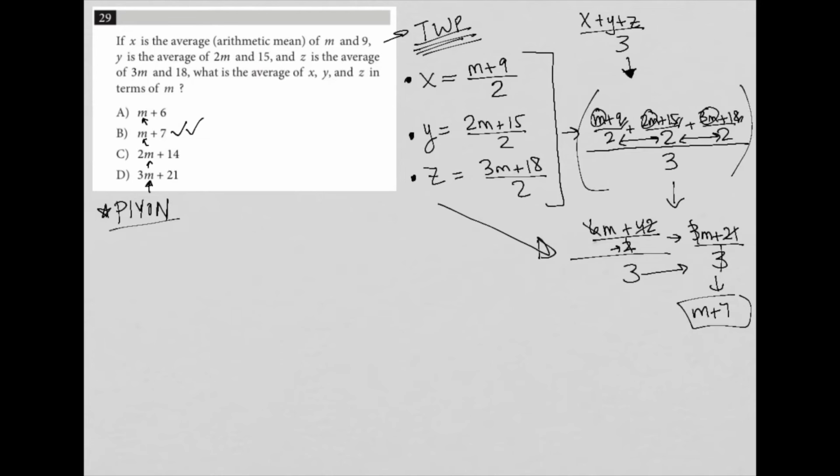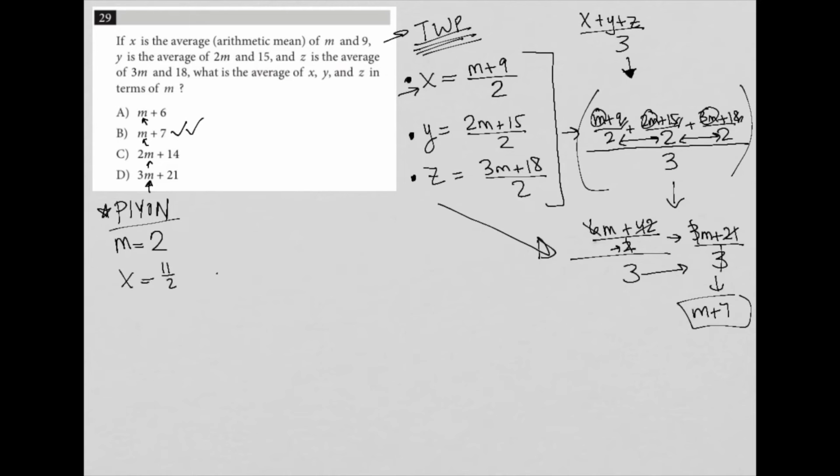So plugging in your own number, the way that we would do that is we'd say m is equal to, make up your own number. I'm going to say 2. I always use 2 if I can. So what does that mean? That means x, instead of m plus 9 over 2, is going to turn into 2 plus 9 over 2, which is 11 over 2.